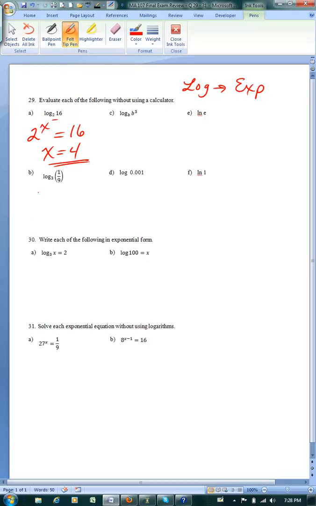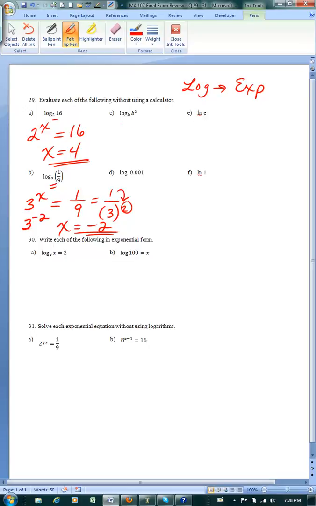All right, letter B. What exponent on the base of 3 makes 1 over 9? Well, another way that we could write 1 over 9 is 1 over 3 squared. The only way to get a number to travel to the opposite side of the fraction bar is to make that exponent negative. So I know if 3 is raised to the negative 2, it will cross the fraction bar and become squared. So x, the exponent, is negative 2.